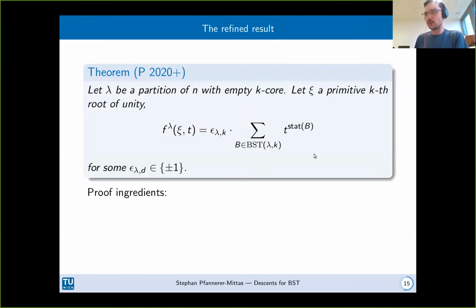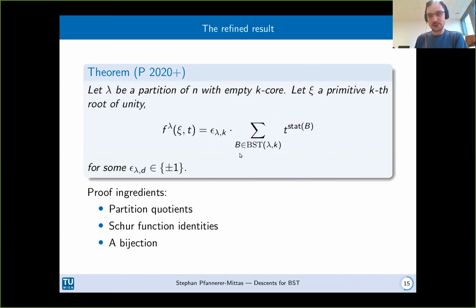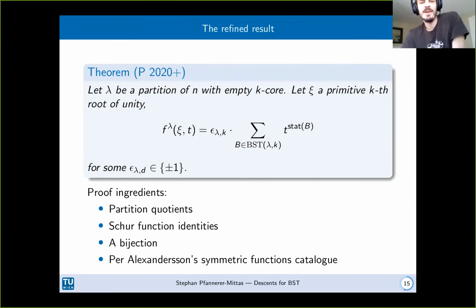And I also want to talk about the proof, and there are some important ingredients here, namely partition quotients. You will see that in the next few slides. Some Schur function identities. Then there's also a nice bijection showing up. And what was also, at least for me, quite important is a huge knowledge resource, which was the Wikipedia by Per Alexandersson. He has this nice symmetric functions catalog where you can learn actually everything that you need to prove this result. Speaking of Per Alexandersson, he has a question in the chat.